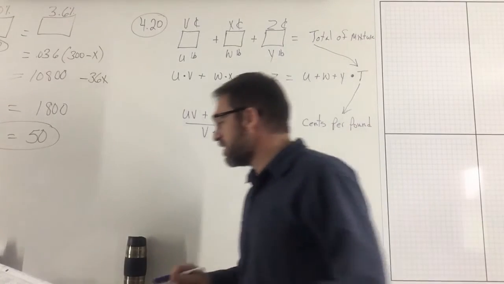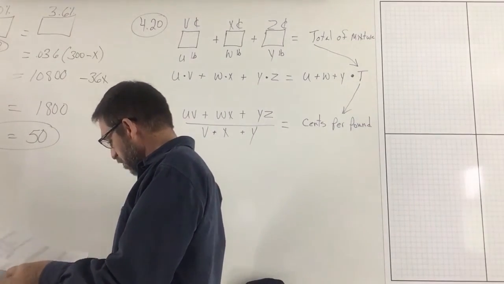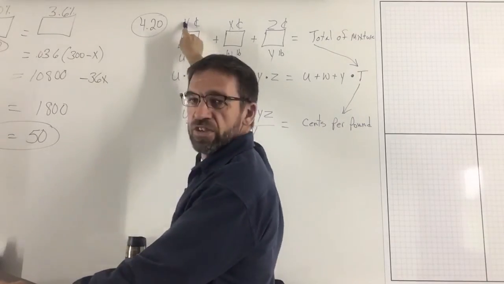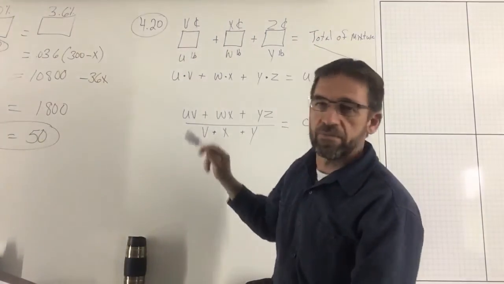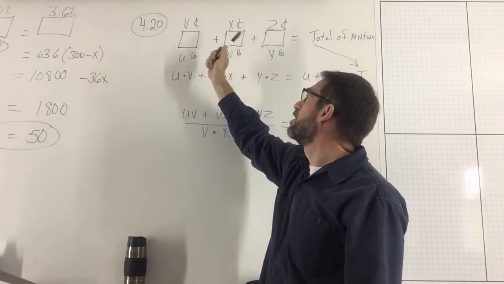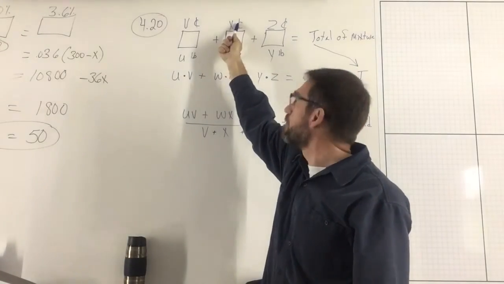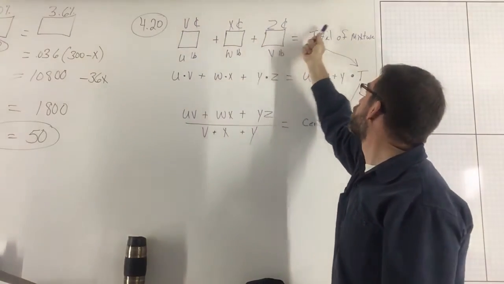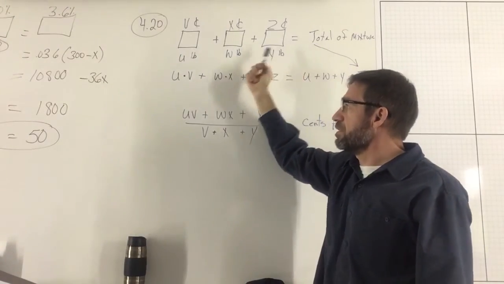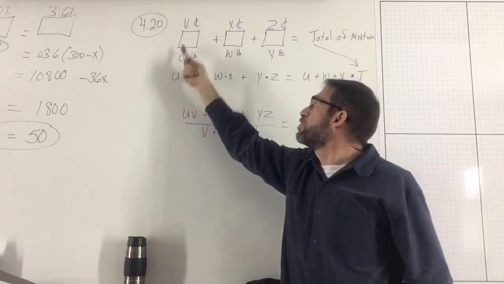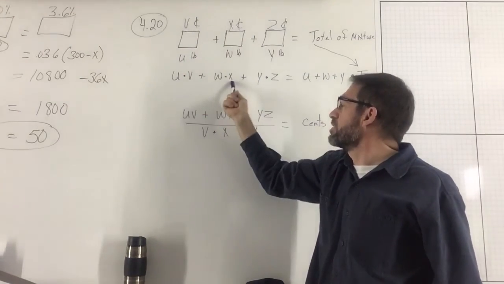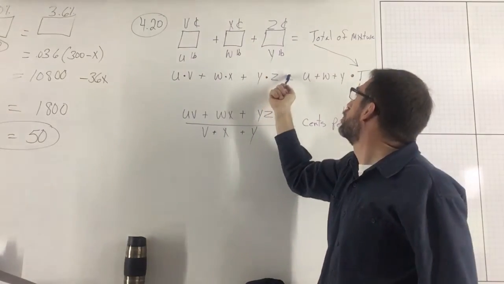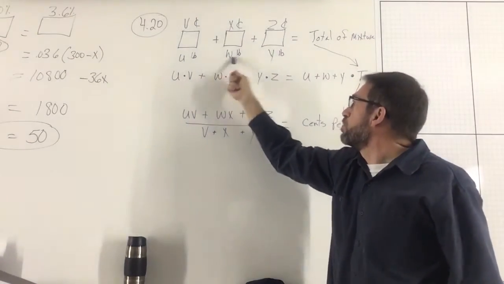So, if you start out with it, 420 says, a candy store mixed U pounds of candy worth V cents. Okay? U pounds of candy worth V cents. You see that? U pounds plus W pounds at X cents plus Y pounds at Z cents equals a total mixture. Okay, so it's not hard. Look what I did here. U times V plus W times X. I dropped the cent signs, okay? Plus Y times Z equals total.